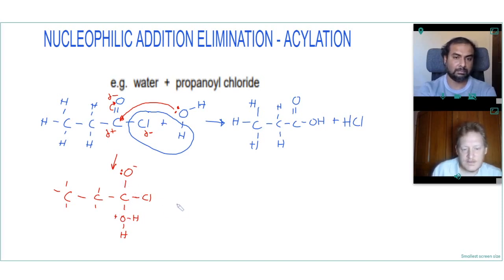And in the second bit of the mechanism, we lose these charges. So the oxygen loses its charge by reforming the double bond. And again, carbon can't have 5 bonds. So the chlorine, which is delta negative, takes the electrons from this bond. And the oxygen, to lose its positive charge, takes electrons from an oxygen-hydrogen bond.